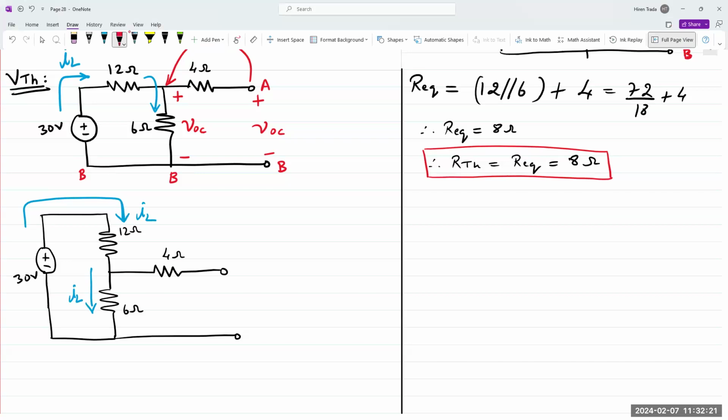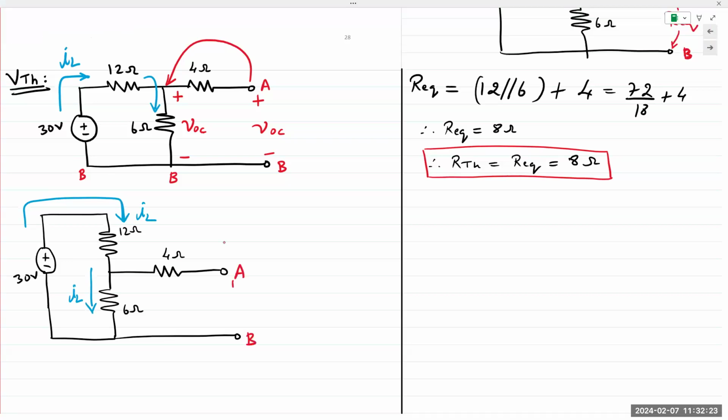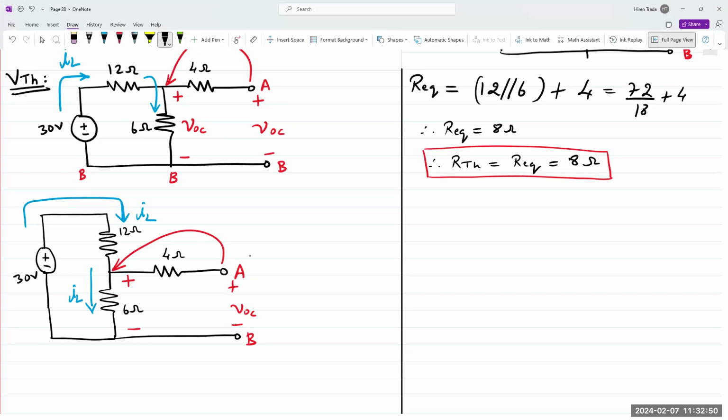And so AB, plus minus VOC, is the exact same potential across that 6 ohm resistor. And now you can see the same current is flowing through 12 and 6, so they are in series. It's a one-step answer. You have voltage being applied to a series connection of resistances, and so I can get my answer by applying voltage division.